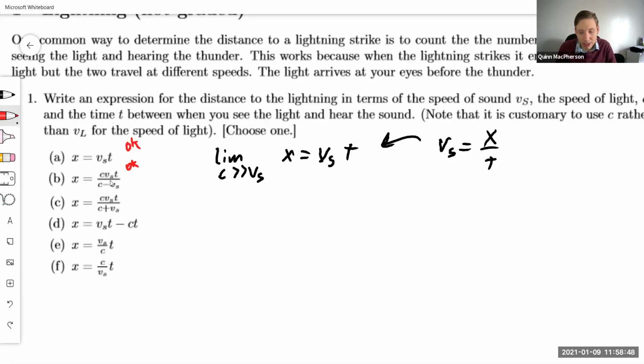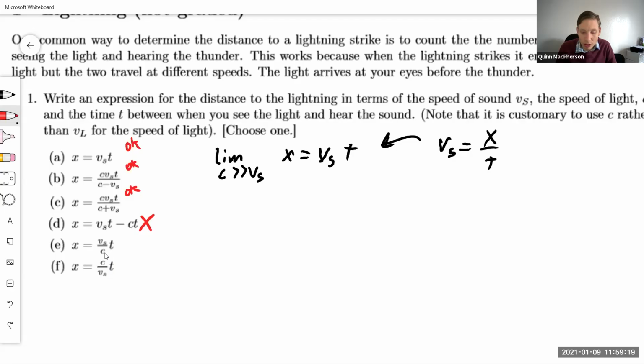Similarly here, it's just plus instead of minus. Once again, the Vs would be irrelevant. So that one also has this limit that if C is much greater than Vs, then the answer is just x equals Vs T. This one is not, because for D, if C is really large, then the second term is vastly bigger than the first term, and it tells us that the distance is negative CT, which is patently wrong. So that's out.